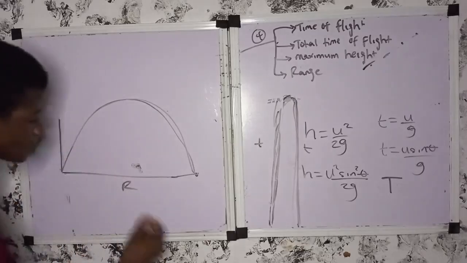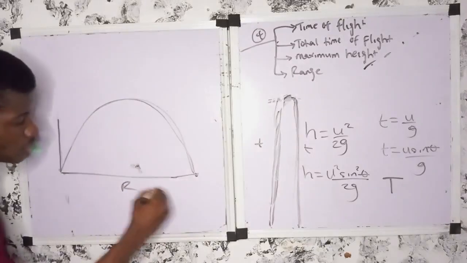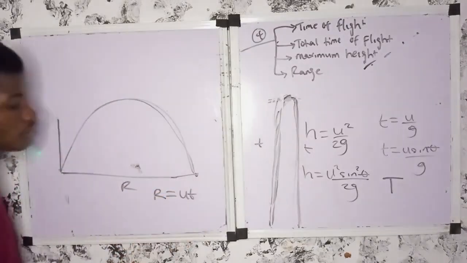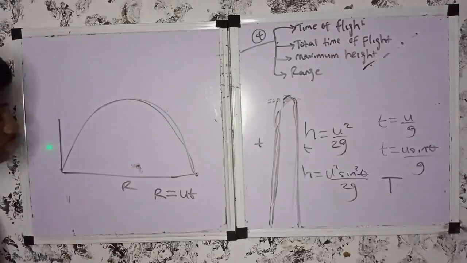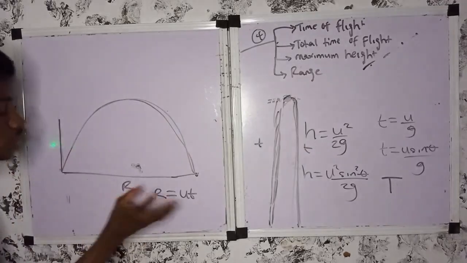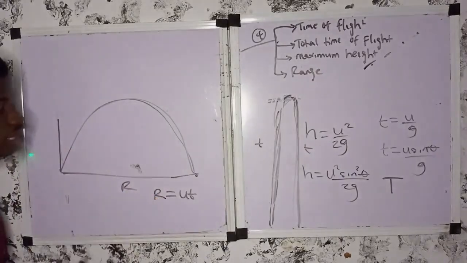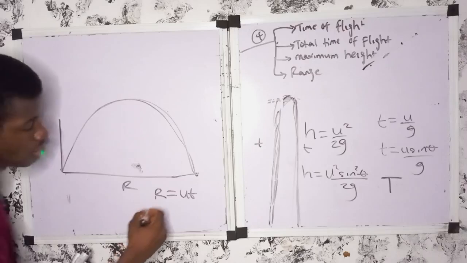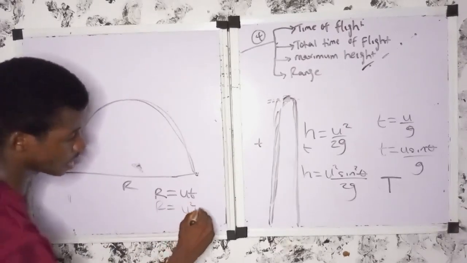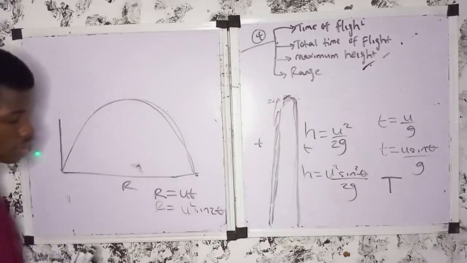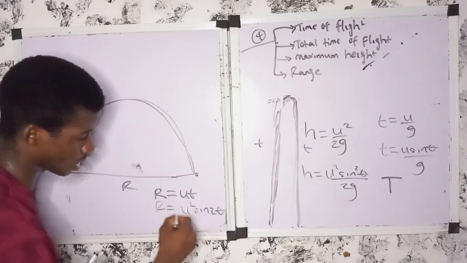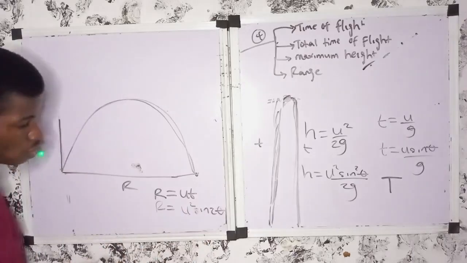Now, what is the formula for range? Range is equal to UT. This is a formula for range. There are about three formulas for range, and this is one of them. Another formula for range is R equals U squared sin 2 theta over G.